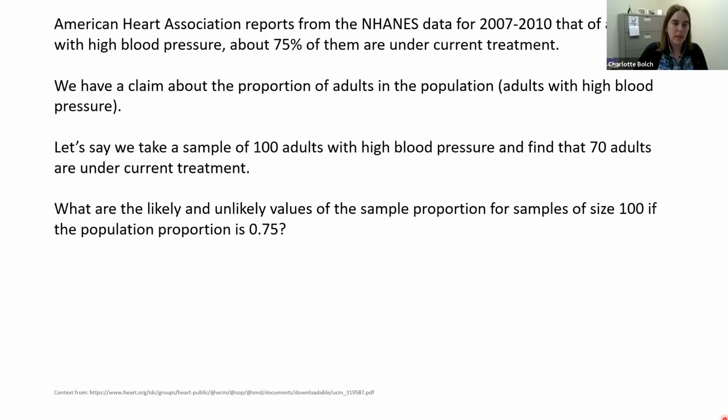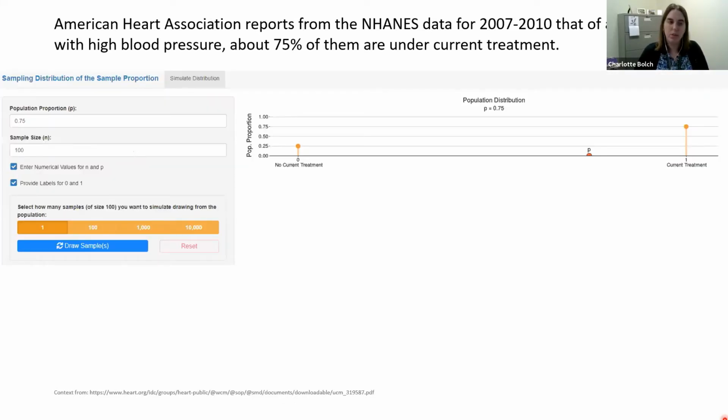And let's say we take a sample of 100 adults with high blood pressure and find that 70 of those adults are under current treatment. So we're interested in what are the likely and unlikely values of this sample proportion for samples of size 100 if the population proportion is 0.75. An interesting way to start looking at this idea of sampling variability is to use a pretty cool applet.